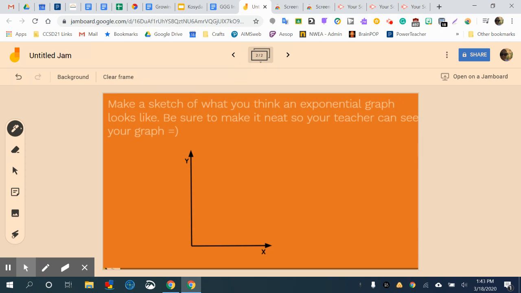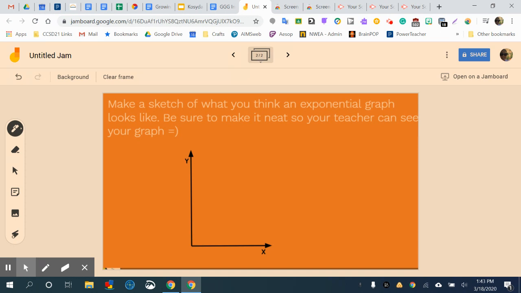So this slide is a slide where you needed to make a sketch of what you think an exponential graph looks like. Understandably, a lot of you made linear graphs because that's primarily what we've learned so far. But an exponential graph is different from a linear graph because if you look back at the table, you will see that the numbers go up very quickly. Okay, so you start at 3 and 5 numbers later, you're at 243. They go up very quickly.